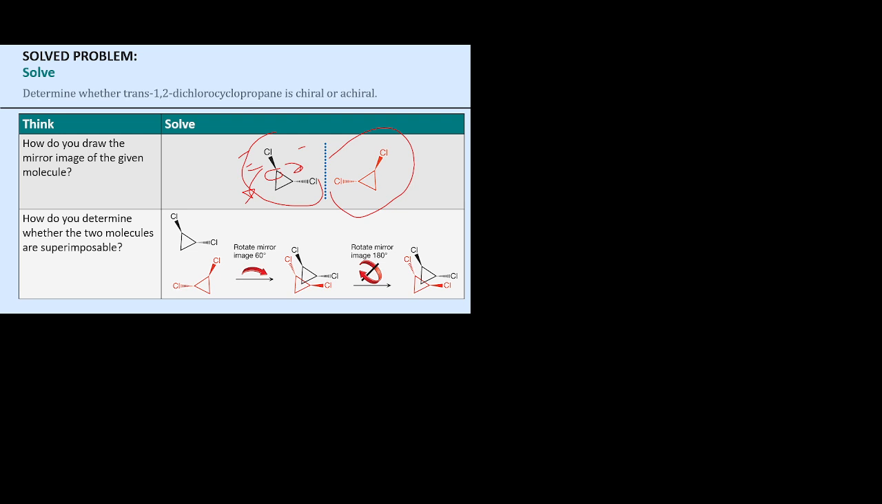That's the faster way to do it: how many different objects do I have around a central point? But you can also make a reflection in your head or on paper, and then see if you can rotate it back in. And so we see that we cannot rotate it back in. Any way we rotate it, the chlorines don't match, do they?